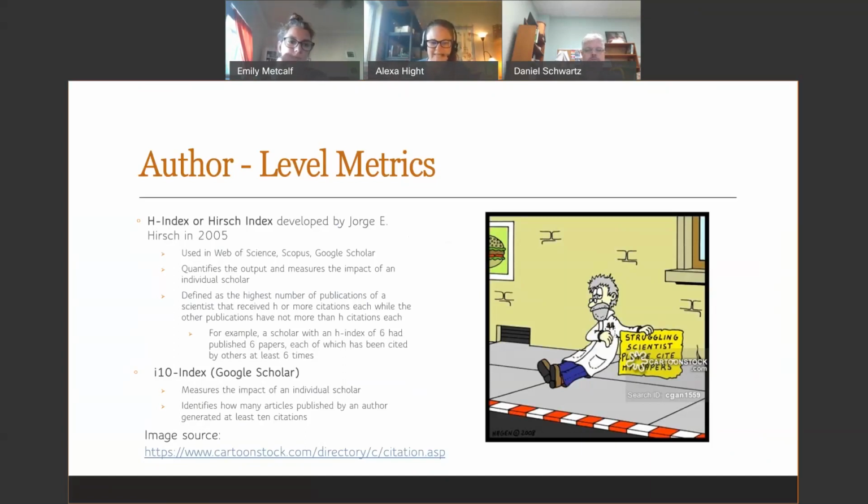Google also has its own i10 index, which identifies how many articles published by an author have generated at least 10 citations. So I find this, again, problematic, and there are various reasons for it. As you can see in the cartoon, it's hard to see because of the stock thing over it, but it says, "Struggling scientists, please cite my papers." Because as problematic as this system is, it's still being used to judge people's work and, in some cases, to grant them grant funding money, in some cases getting them promoted or getting them tenure. And it's not the only factor. There are other things that go along with it, but it really is still a measure that is being used.